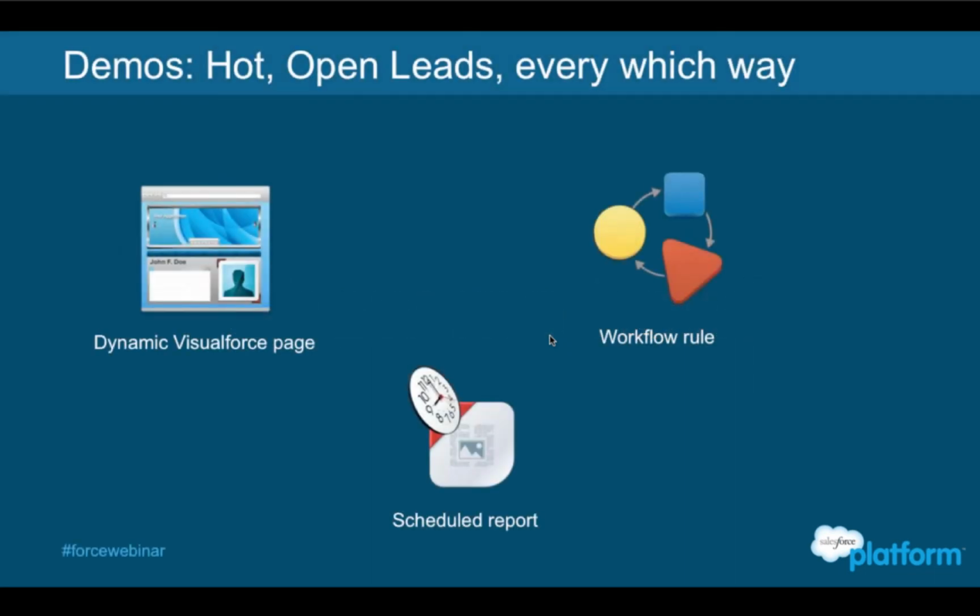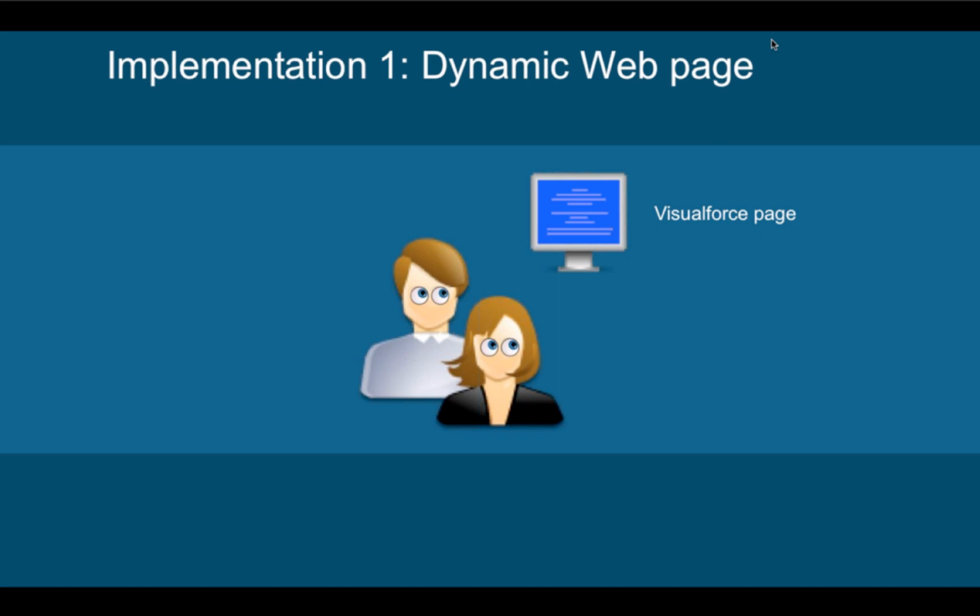Okay, as we demonstrate these various approaches, we'll use the same scenario we've been discussing, the hot open leads. Leads will either be created as open and hot, so it's a lead that a Salesforce salesperson is going to be wanting to catch up on very, very quickly. And we're going to have these three different solutions we're going to focus on: a dynamic Visualforce page, setting up a workflow rule, and then using the scheduled report. Sound about right? Yep, let's go. All right, so let's get started with the dynamic web page approach.